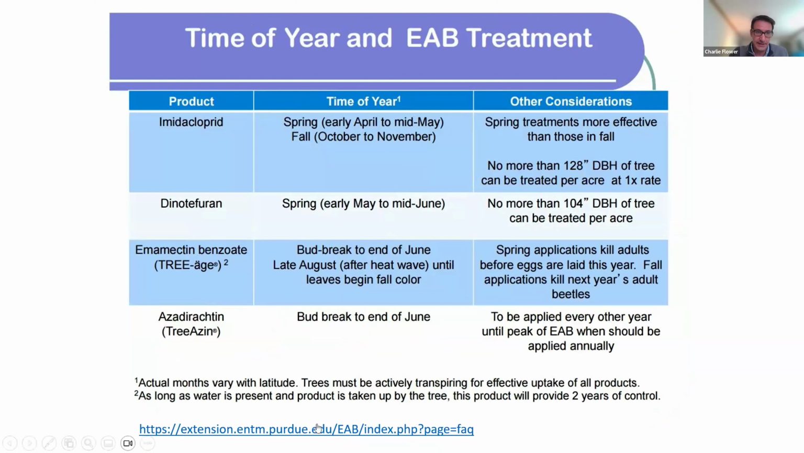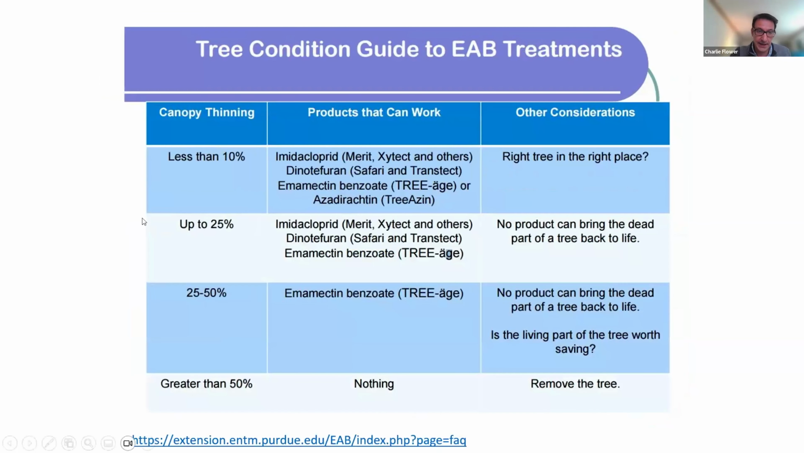But all of these compounds are pretty effective, generally speaking, and so there's certainly a lot of literature out there on the success of those. Again, too, we want to be really cognizant of when we deploy these compounds. Once we get to 50% canopy thinning, nothing's going to bring these trees back. So you want to deploy these compounds before you get significant thinning in the canopy. You're going to have much better success with it.